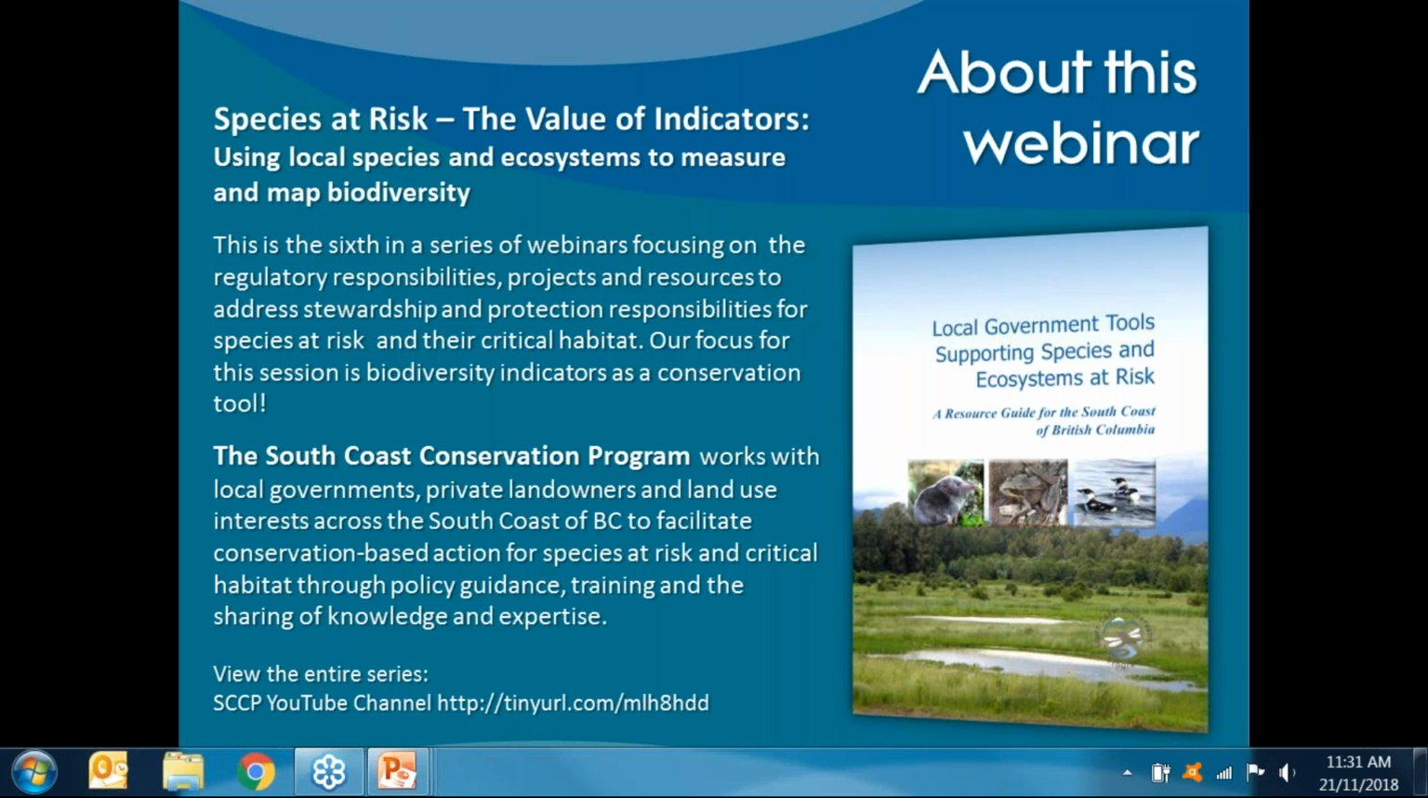The focus for the South Coast Conservation Program is to be working with local governments, private landowners, and other land use interests, as well as industry and practitioners across the South Coast of British Columbia. Our focus is on a conservation-based change to protect and recover species at risk throughout the South Coast region. For a little bit of geographic context, the South Coast is the area that goes from around Powell River to Hope and then a little bit northeast to Pemberton. So it is a fairly large landscape with a lot of interesting political jurisdiction issues, as well as an incredibly biodiverse area with a lot of species at risk issues and challenges.